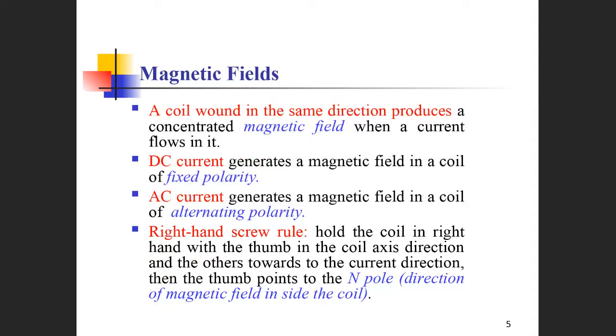So here we talked about how to produce a strong magnetic field with a small current. So we talked about the concepts of magnetic fields. A coil: suppose this is a conductor, we can make it into a coil with current. So the current will produce a magnetic field.